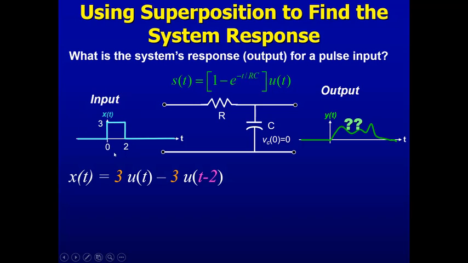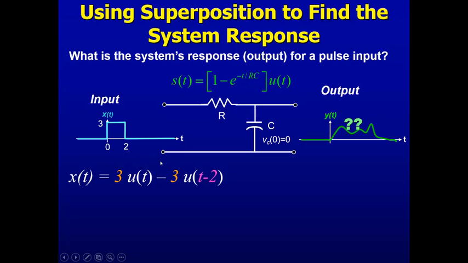I could describe my input signal as a sum of weighted and shifted unit step functions. This would be like 3u(t) minus 3u(t minus 2). So this u(t) turns it on, this one turns it back off. So I've described my input as a sum of weighted and shifted unit step functions. I chose these functions because I already know the response of the system. I've measured it before to just u(t).